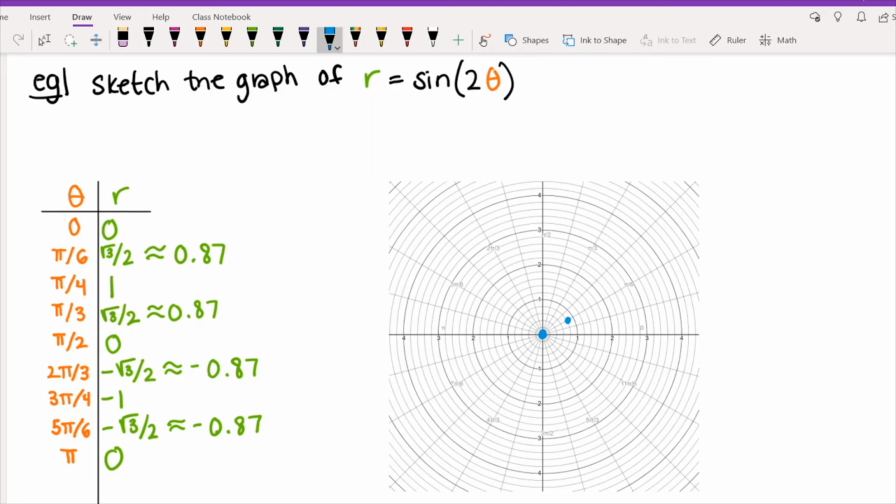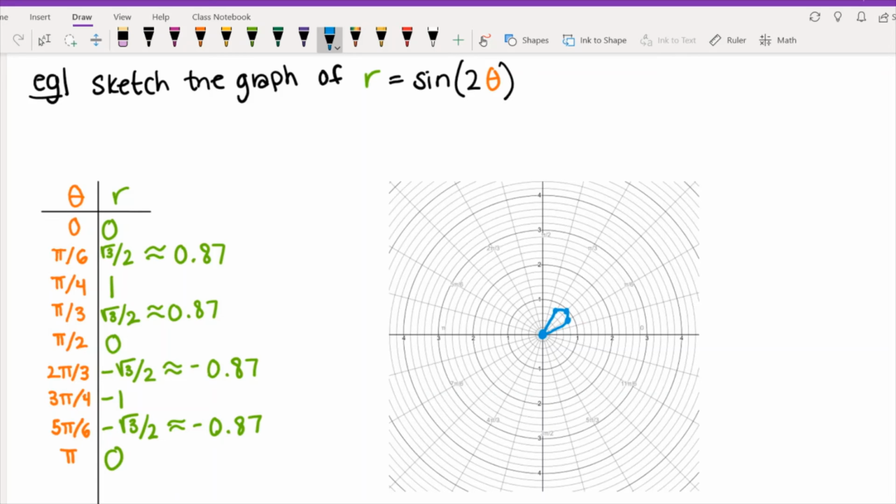So next we're going to an angle of pi over 4. And at pi over 4, we have an R value of 1. So that's going to be here. Next, we're going to pi over 3. So we're going to an angle of pi over 3, and our R value is 0.87 again. So that's like this. And then at pi over 2, we're back to 0. So if you connect the dots here, it kind of makes this like petal shape like this.